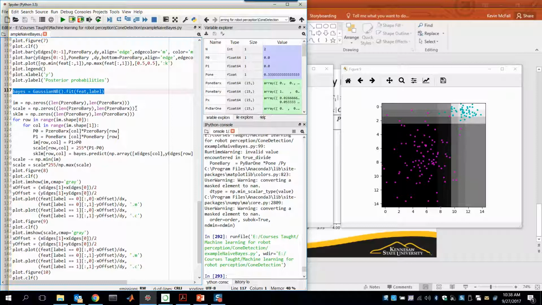You make a Gaussian, scikit-learn's Gaussian naive Bayes. You send it the features and the labels, and then you send something to the prediction, and there you go. You've got the result. And I've also plotted that one.